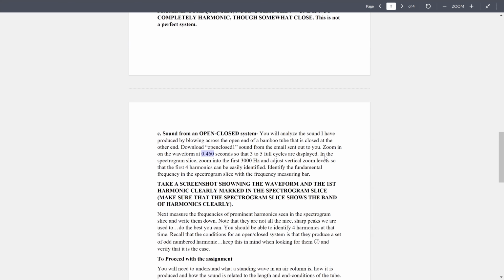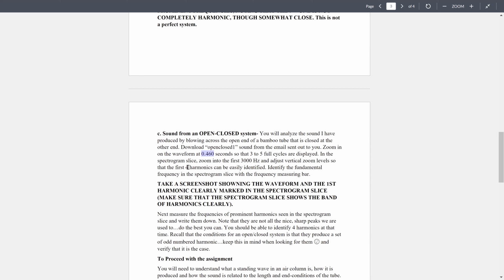So it says, in the spectrogram slice, zoom into the first 3000 hertz and adjust the zoom level so the first 4 harmonics can be easily identified. The first 4 harmonics are not the first, second, third, and fourth harmonic. This is an open-close system. You're going to see, hey, there's the first harmonic. The next one is not the second, it's the third harmonic. And the next one after that is the 5th harmonic. You got it. And then the 7th harmonic. So just make sure that you are understanding that.